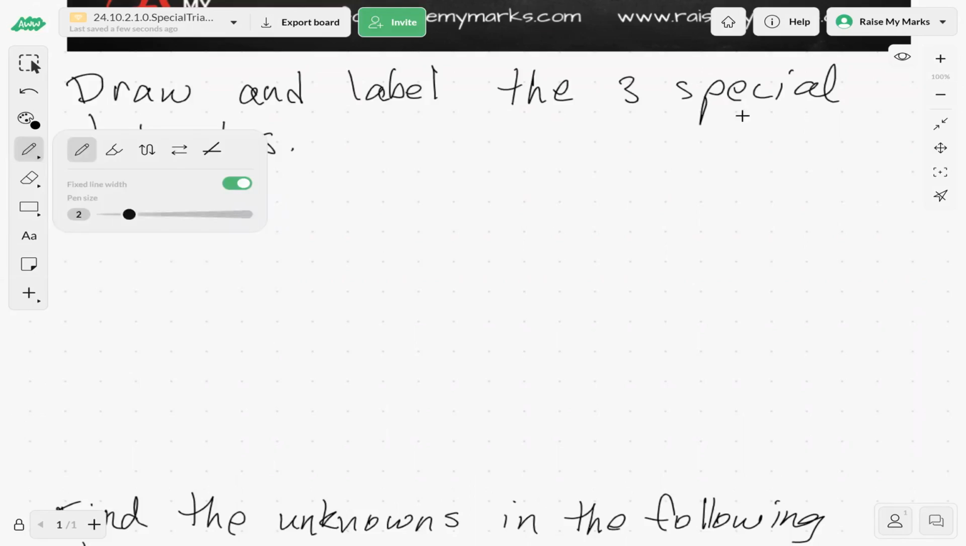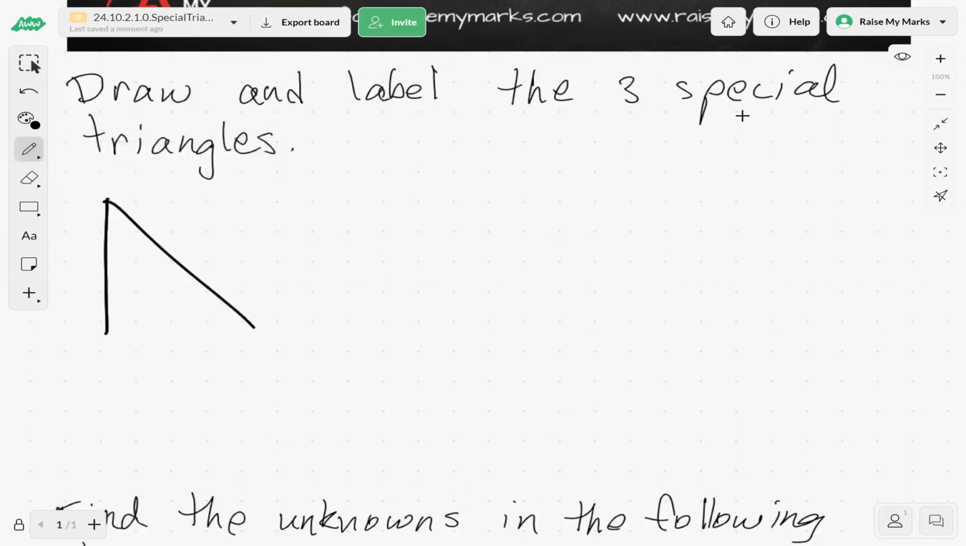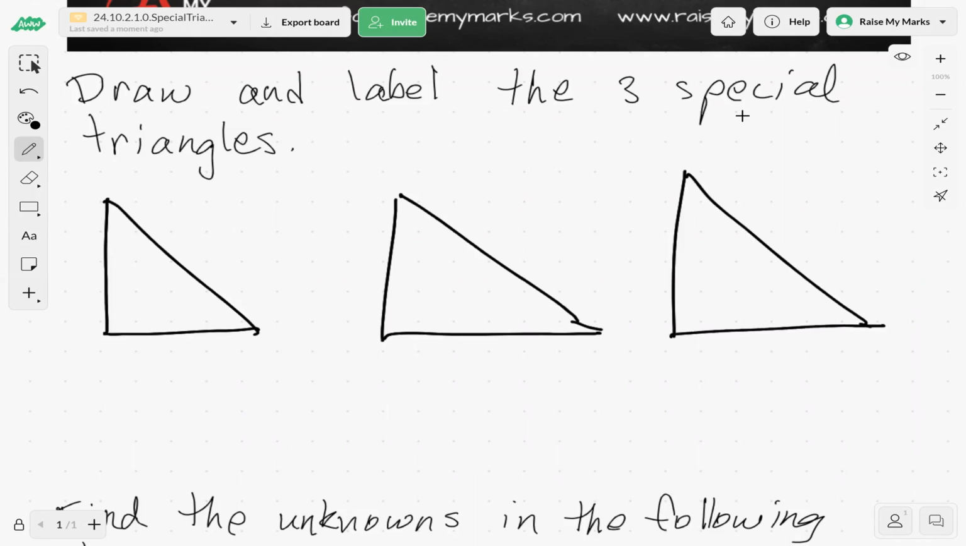Let me draw three triangles, and they're all going to be right angle triangles. So our special triangles, if you remember, are right angle triangles. They all look kind of the same, but that's okay. All right. So let's start with the first one. We're going to have to choose a unit for our angles. We'll use degrees. It kind of looks like, let's say it's 45 degrees.